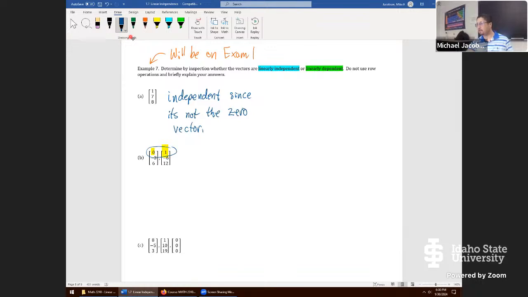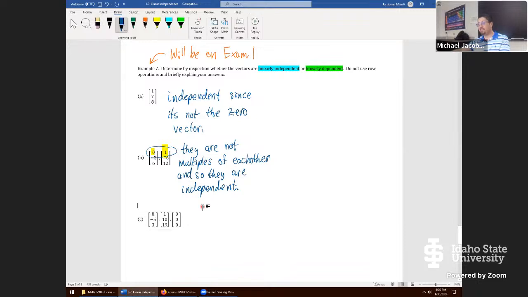Let's write it this way. They are not multiples of each other. And so they are independent. So that's independence for two vectors there.